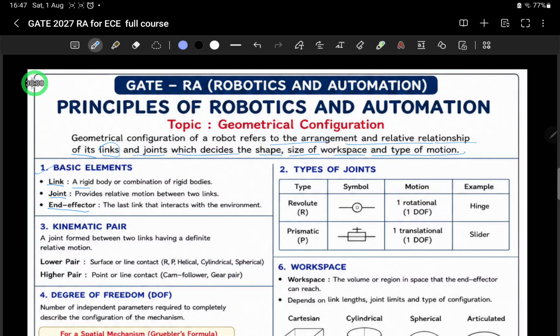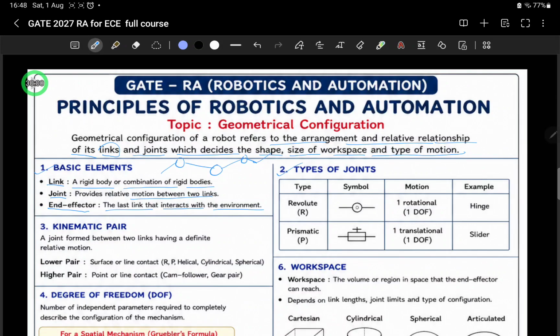Links: a rigid body or combination of rigid bodies. Like this, these are links. Joints provide relative motion between two links. These are joints. End effector: at the end something will be there, the last link that interacts with the environment. So at the end, the last link that interacts with the environment is the end effector.